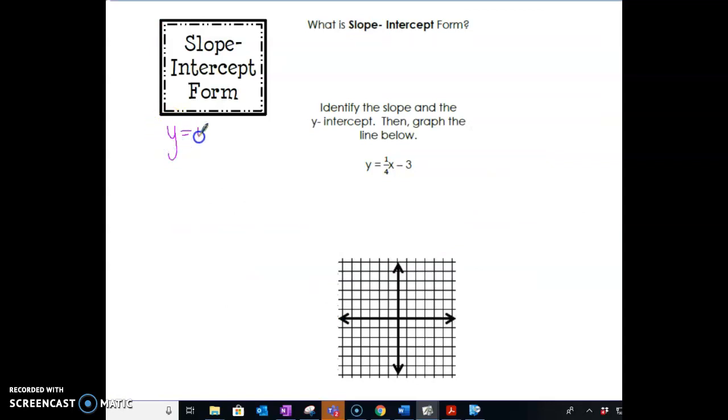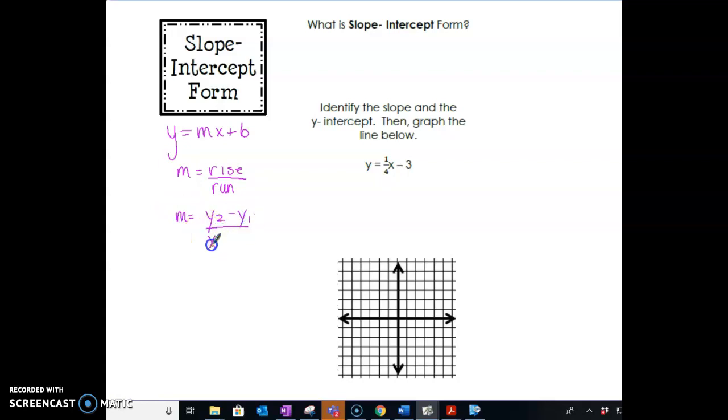When all else fails, we use a table of values. We pick the x, and we find the y values. There are different ways to write linear equations. So these are the different types of linear equations that you might see.